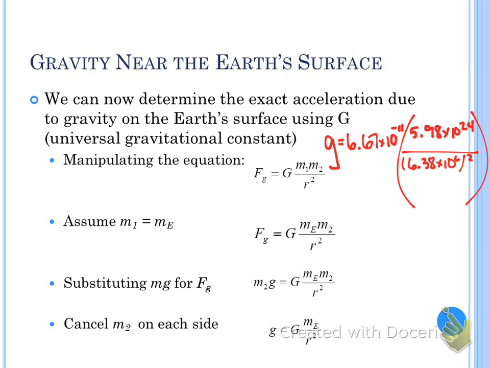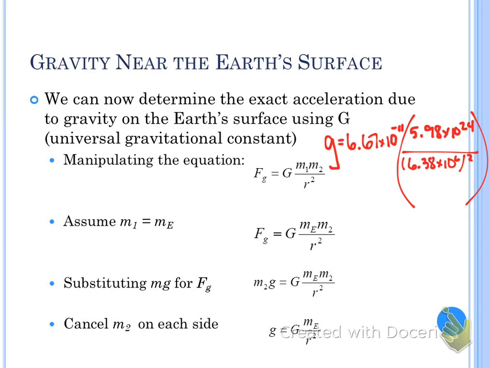So what did we get? 9.799, right? 9.8. Roughly 9.8 meters per second squared, which is what we know the acceleration due to gravity is on the Earth's surface.